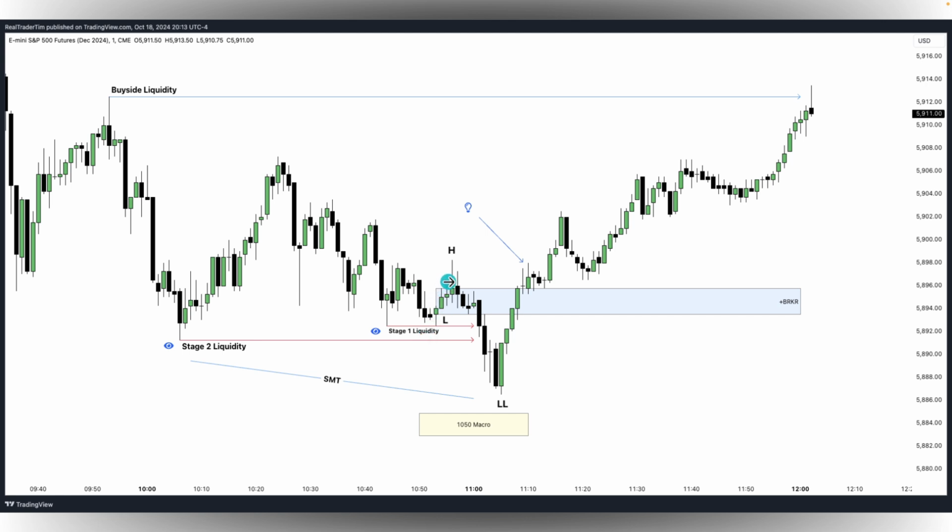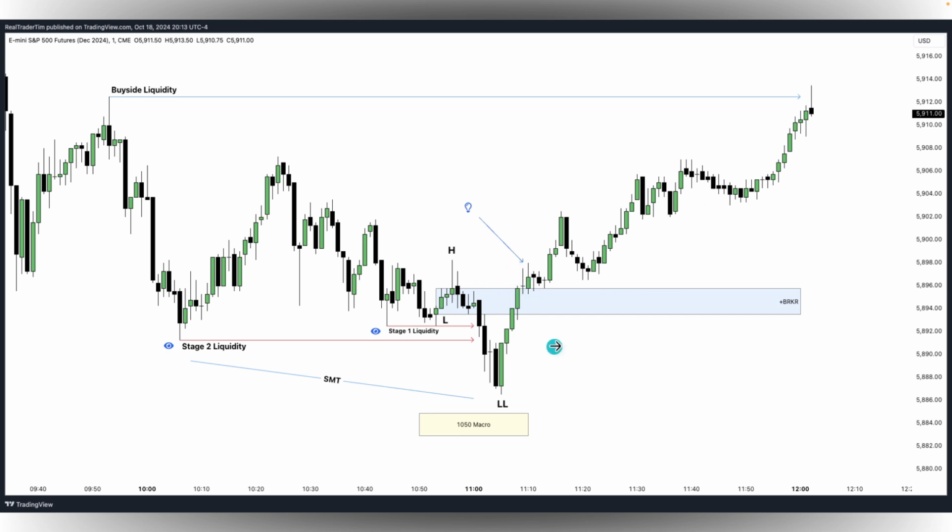We want to wait for price to run both stages of liquidity, punishing those early longs and trapping shorts below both stages of liquidity. We wait for that closure above our bullish breaker, which is here: low, high, lower low, the final low, high, lower low before this movement lower. These consecutive up close candles, right here, we close above it, come back down into it and expand to the high.